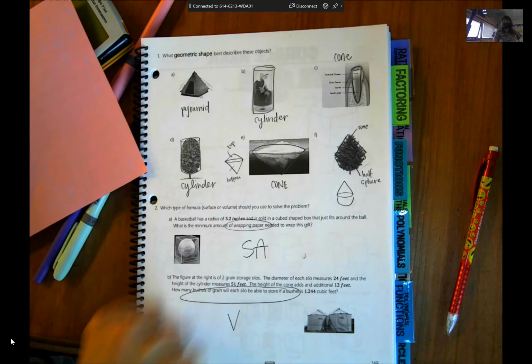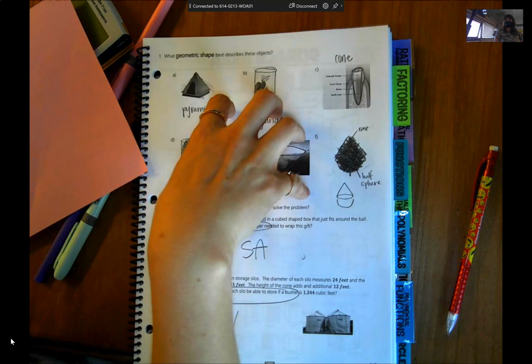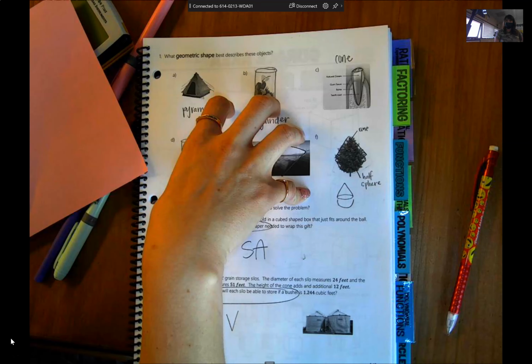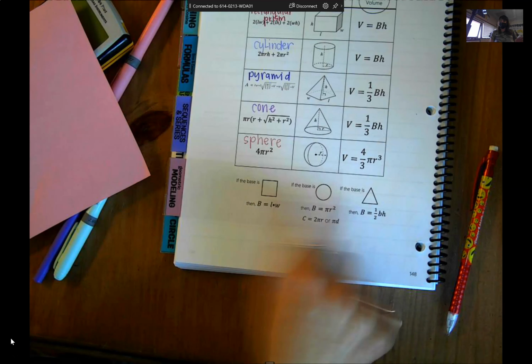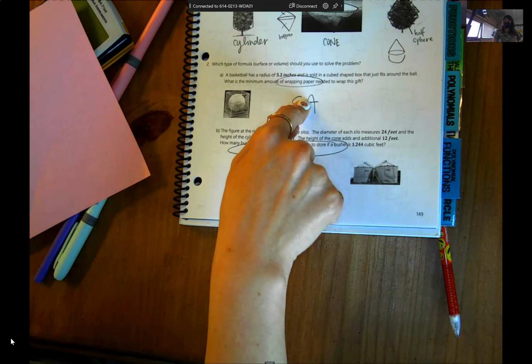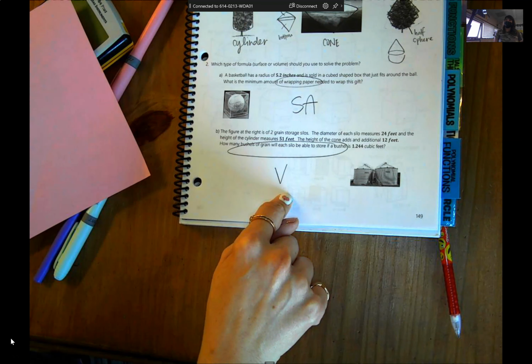Yes, no? Okay, so in the quiz, the first part wants you to identify the 3-dimensional shape. It's multiple choice. The second part wants you to tell them what's the shape of your bottom. And then the last one asks you, would you use a surface area formula or a volume formula to solve the problem? So easy, right? Okay, give it a try.